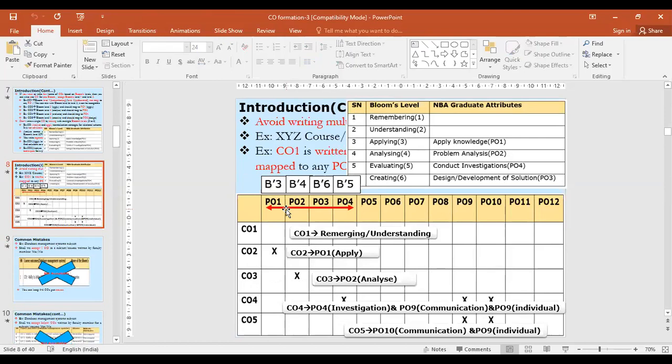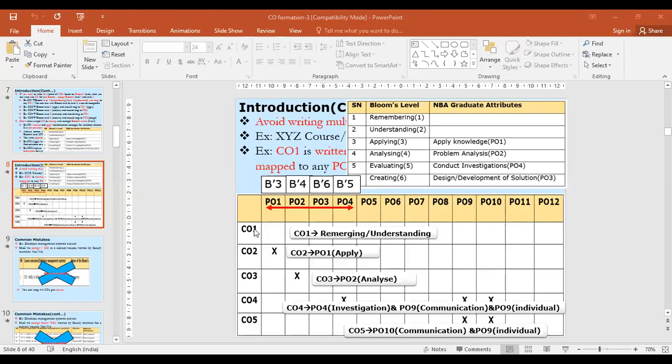Generally, what we say is that Bloom's level 3 you can map with PO1. Bloom's level 4 you can map with PO2. Bloom's level 6, in a sense it is create, nothing but, from an MBA point of view, design skill, PO3. Bloom's level 5 you can map with PO4, which from an MBA point of view is conduct investigation skill. From PO1 to PO4, you just do one-to-one mapping.